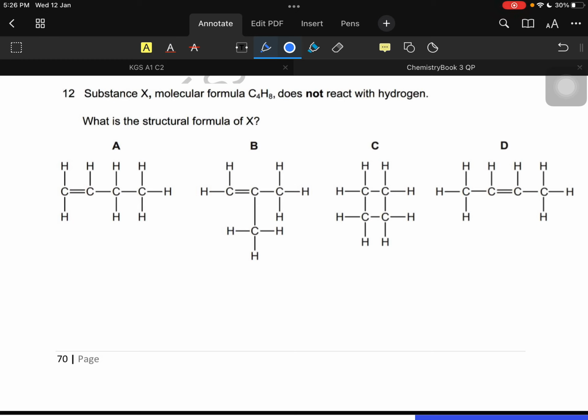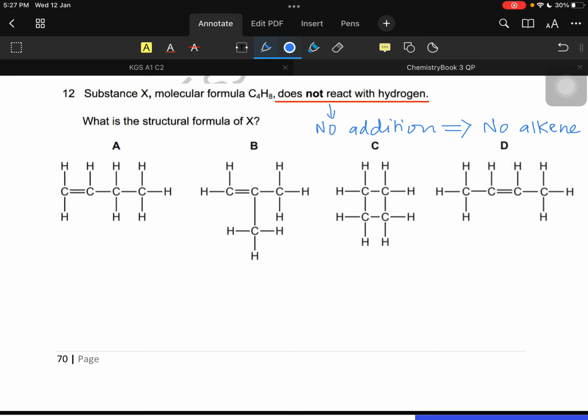Substance X with the molecular formula C4H8 does not react with hydrogen. So they are saying it does not react with hydrogen. It means it gives no addition, because if it's not reacting with hydrogen, there is no addition reaction. And if it is giving no addition reaction, that means it is not an alkene, because all the alkenes give the addition reaction with hydrogen. If it's not reacting with hydrogen, I am really sorry, but it's not an alkene.